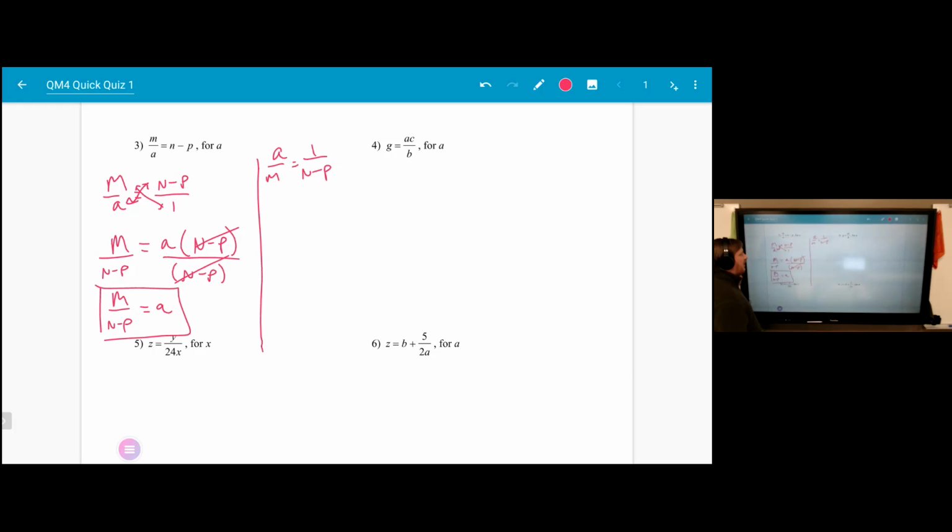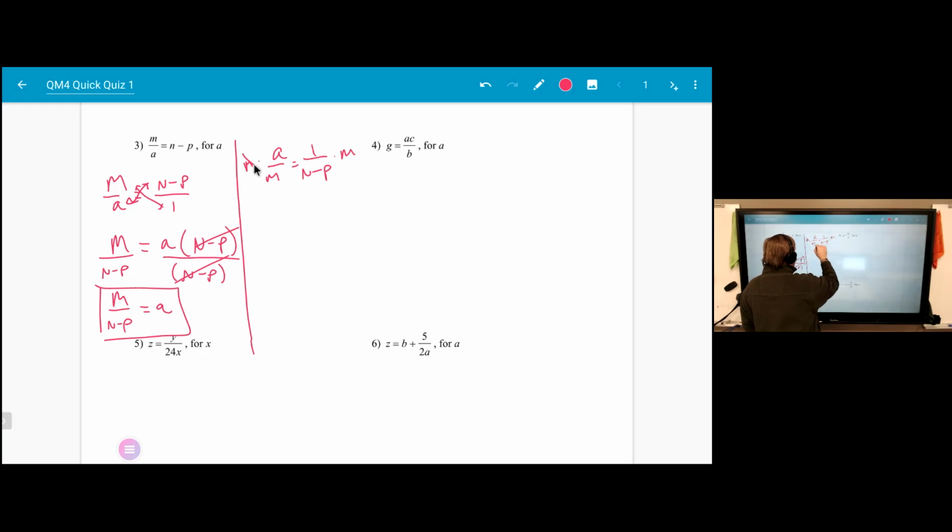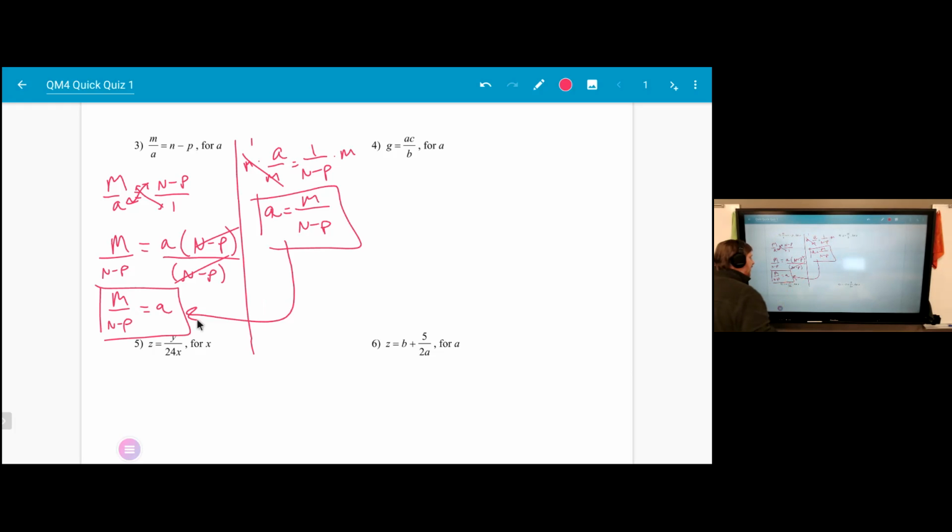And then how would you get rid of dividing by m? Well, you'd say, what's the inverse of dividing by m? And I would say multiplying by m, and I would agree with myself. And if I do that, m divided by m simplifies to 1. I have a equals, well, 1 times m is m divided by n minus p. And you will notice that we have the same thing there.